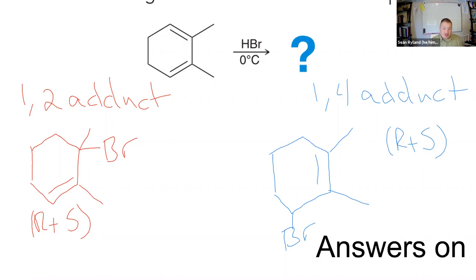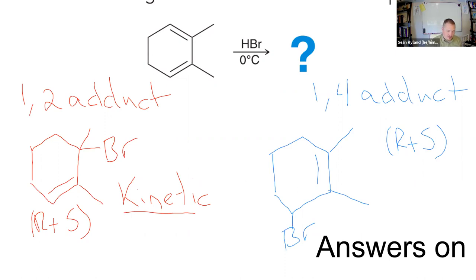And we just got done talking about how do we know which one is the kinetic product. Kinetic product's the easy one, right? It's always the same. So that's going to be the 1,2. So at low temperatures, we would expect to make that one.